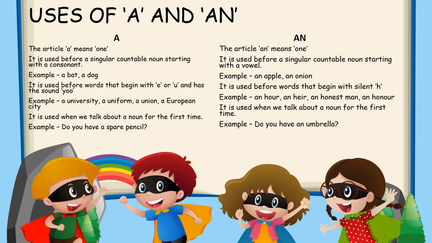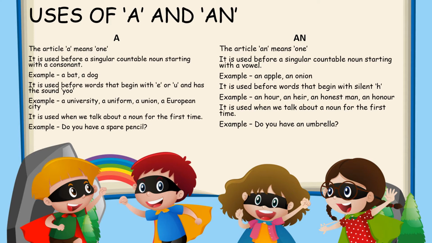Our third point is it is used before words that begin with a silent H. In words where H is silent, you don't speak the letter H. You don't have the sound H at the beginning. In those words you use an. For example, an hour, an heir, an honest man, an honor. You will not say a hour, a heir, a honest man or a honor. H is silent over here. You start with the vowel sound. In this case, we use an.